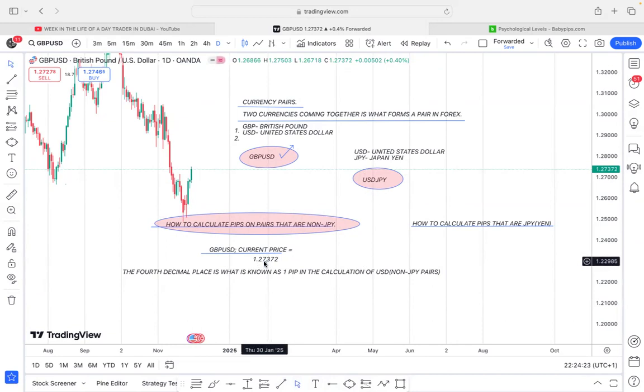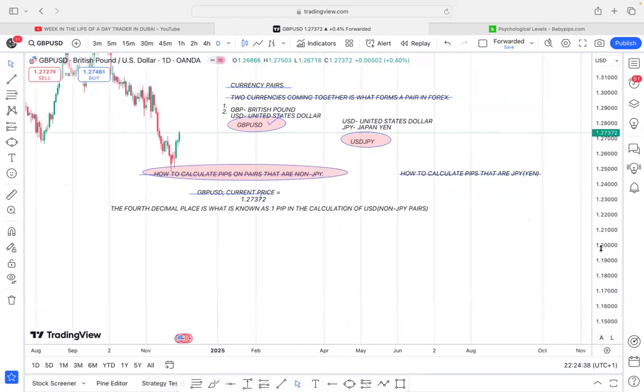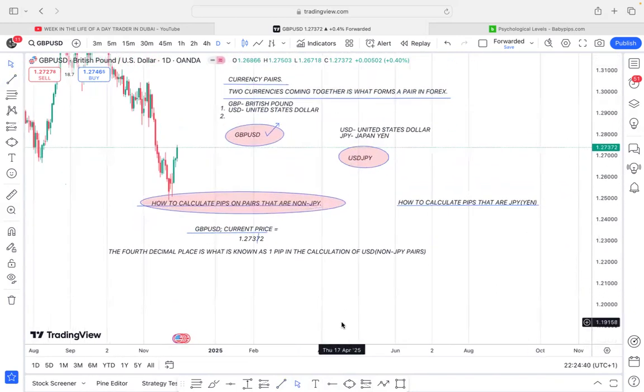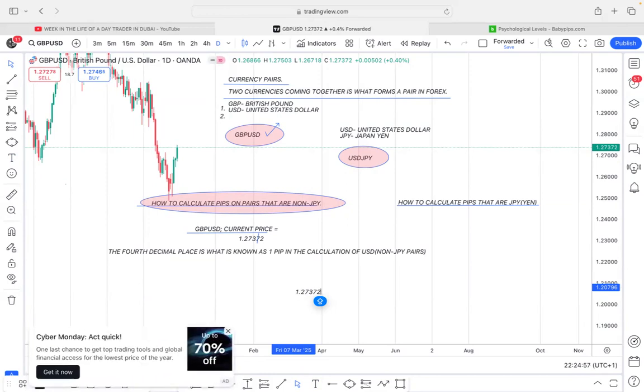So the current price we have right here, from the first decimal place, we have 27372. So now the fourth decimal place here will be from this seven. This seven will be our fourth decimal place. This is where we start to calculate our one pip from. So for example, our one pip here, 1.2. We don't care about the numbers after the fourth decimal place. That number after the fourth decimal place can just be an addition.